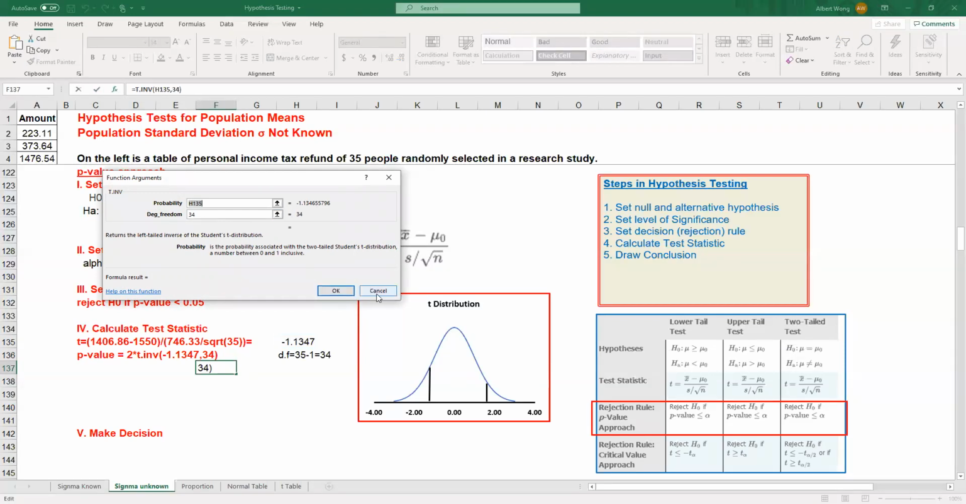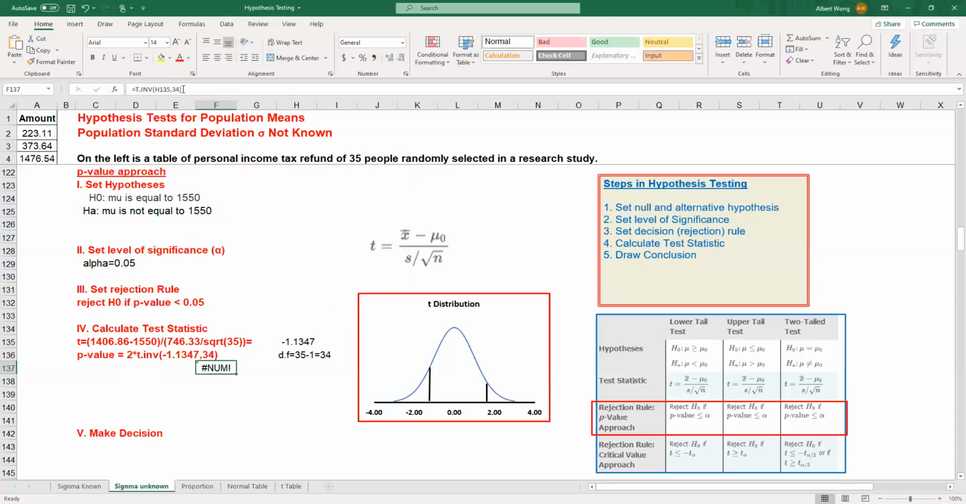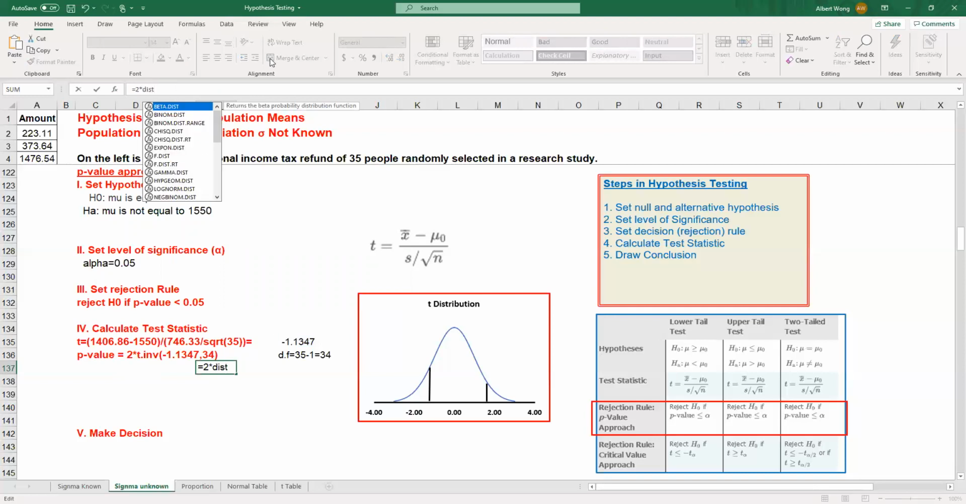Oh, sorry. So we should actually do 2 times T.DIST. Sorry, I'm getting a little bit tired. T.DIST of negative 1.1347, and then 34. So that's why it's okay.